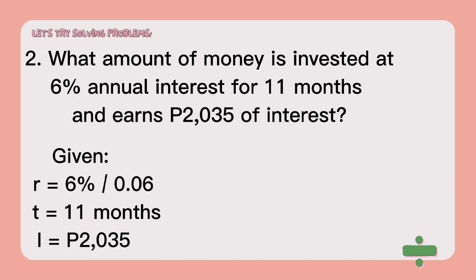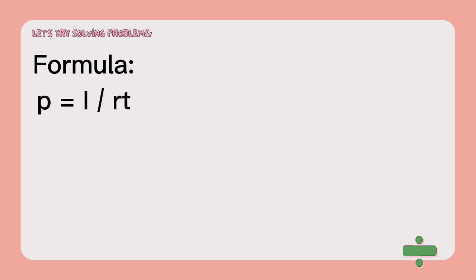As we can see here, the given time is by month. So let's convert the time from months to an annual basis to match the interest rate. That is 11 divided by 12, and the answer is 0.916. Now let's identify the formula to be used. Since we have to find the principal, let's use principal is equal to interest divided by rate times time. Now let's move on to the solution.